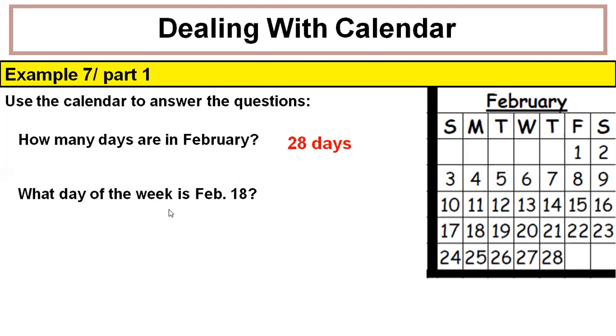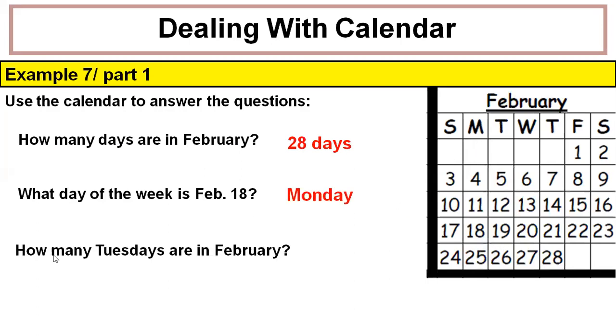What day of the week is February 18? So this is February. Go look for number 18. This is number 18. Number 18 is below which letter? M. M stands for which day? Monday. So it's Monday. How many Tuesdays are in February? This is Sunday, Monday, Tuesday. Look down to Tuesday. The first one is empty, so we don't count it. There is 5, we have 12, there's 19 and 26. So we have 4 Tuesdays.